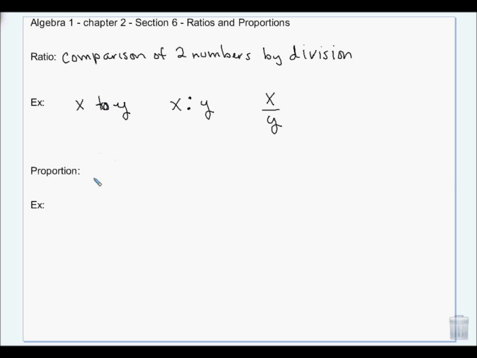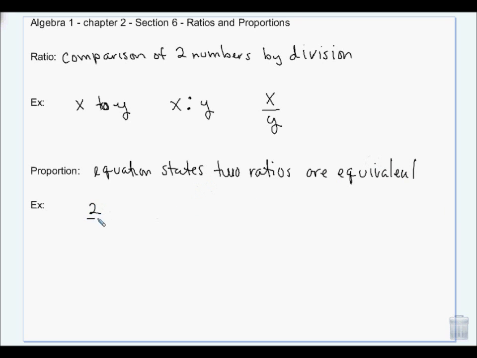A proportion is an equation that states two ratios are equivalent. An example of that would be 2/3 is the same thing as 4/6. 2/3 is a ratio, 4/6 is a ratio. These are equivalent ratios, so this would be a proportion. Proportions always have an equal sign.